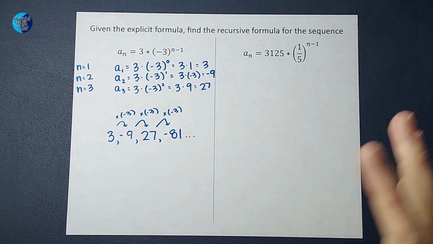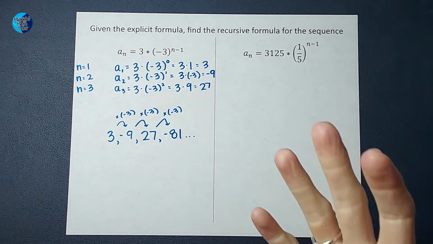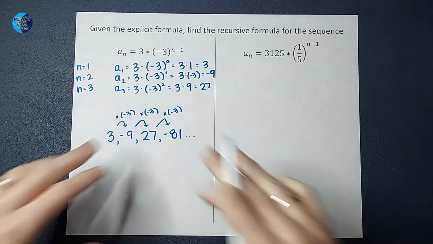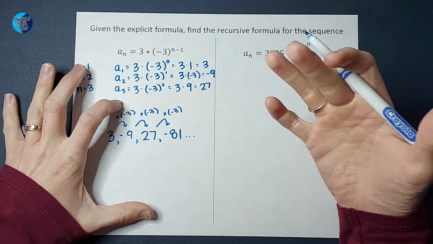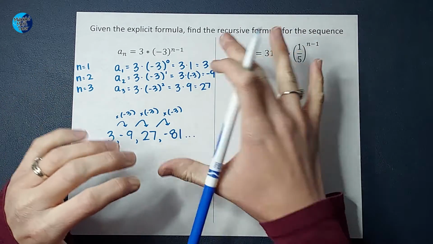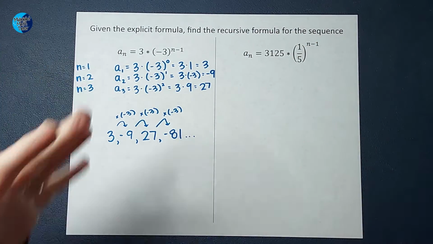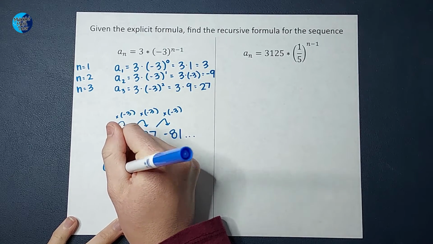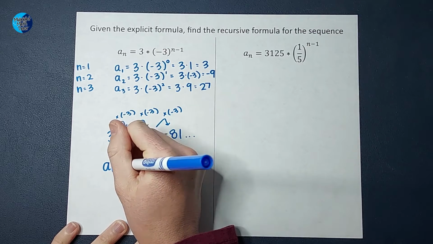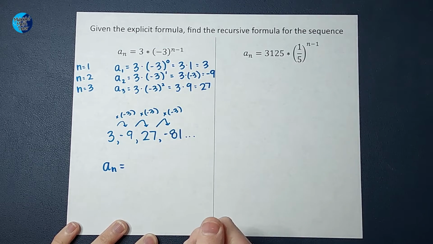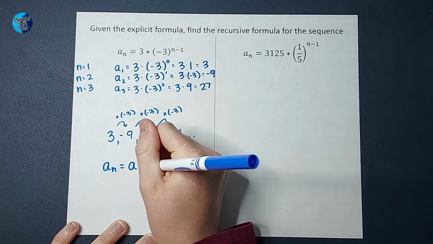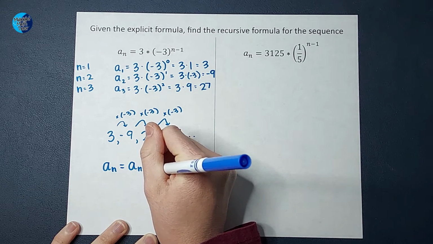All right, so the recursive formula is different than the explicit because with the recursive formula, you need to know the number before. With my explicit formula, I can just plug in, oh, I want to know the 100th term and find it. But with the recursive, I have to know the number before it. So how we write this is a sub n, or whatever number you want to find, is equal to the number before it. In math language, we would say a sub n minus 1.